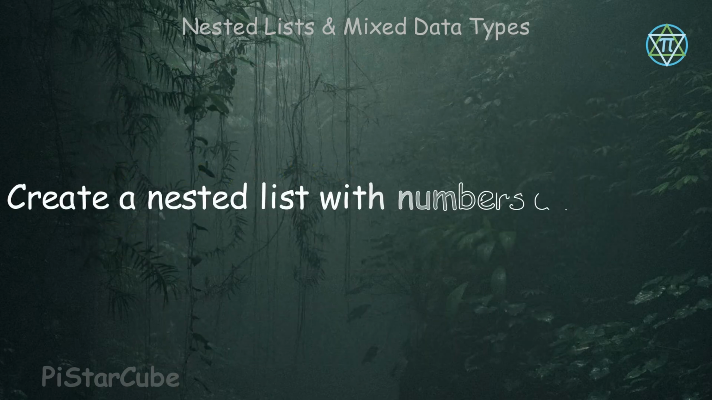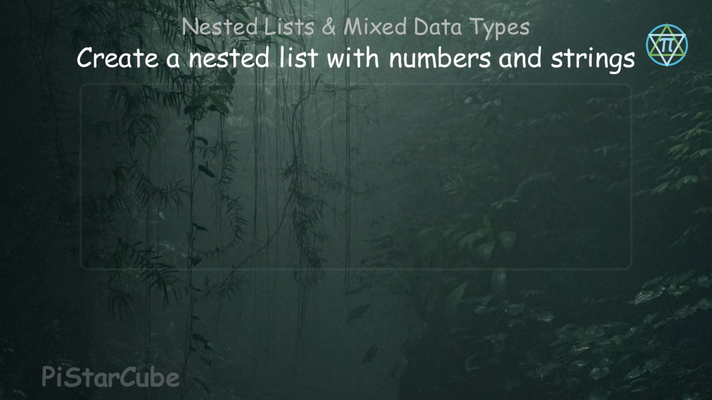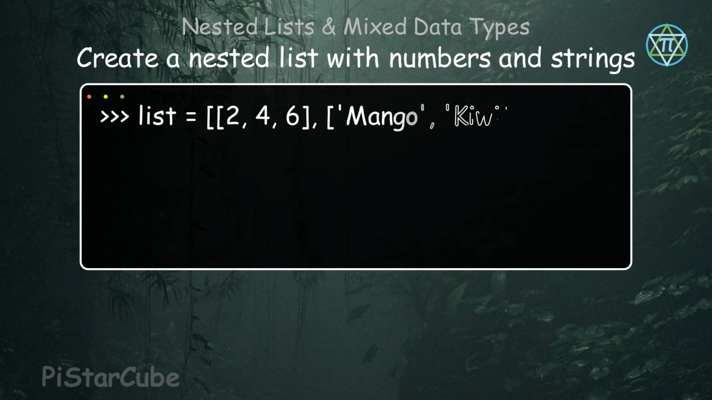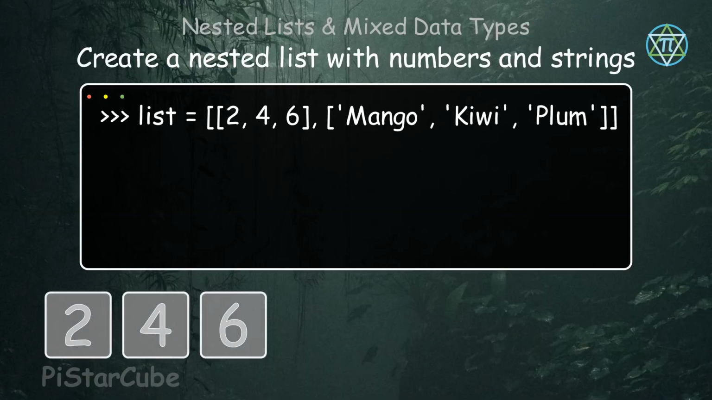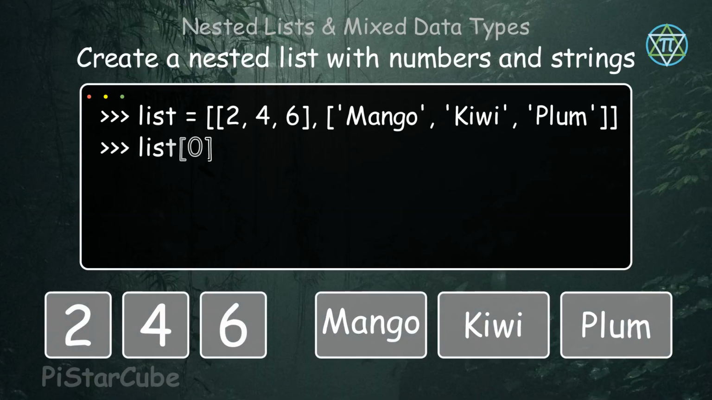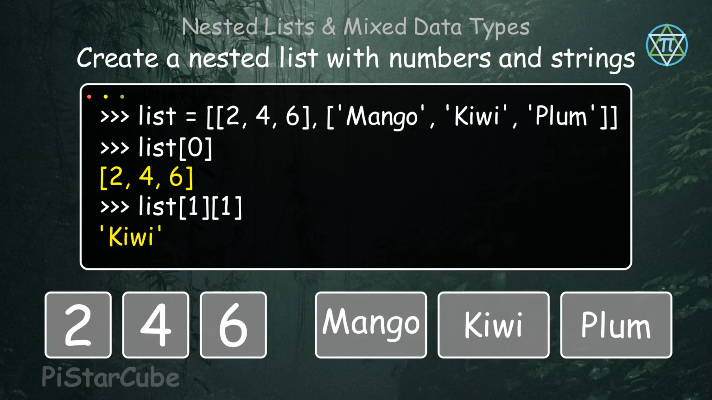Now, let's look at nested lists, that is lists within a list. Here we can create a list with two inner lists, one with numbers and one with fruits. Accessing list[0] gives us the first inner list, that is 2, 4, 6. To get a specific item, we can chain indices. list[1][1] returns kiwi. Nested lists help organize related data in a structured way.